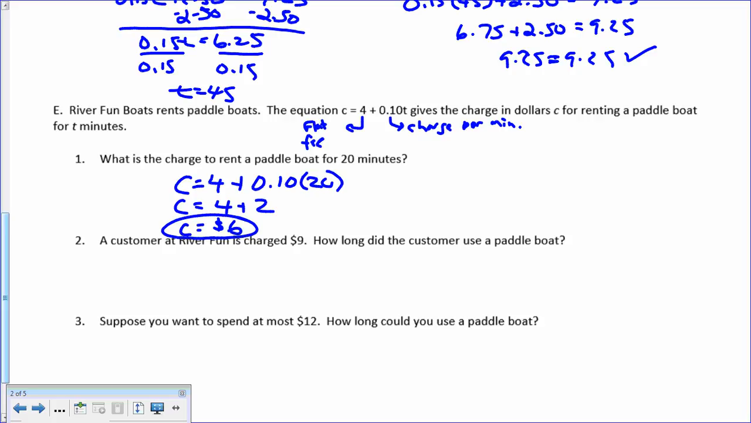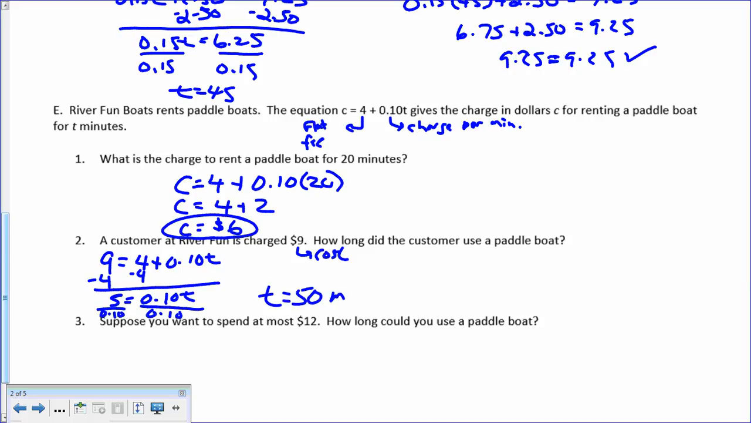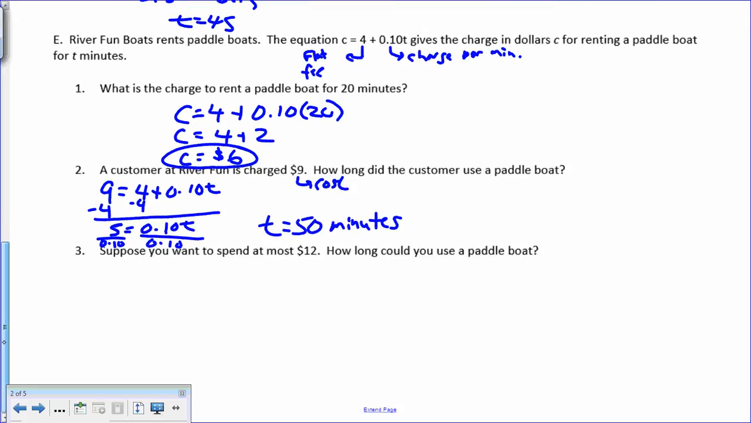So again, if a customer is charged $9, well, that $9 deals with cost, and cost is C. So at $9, we're going to solve for T. So if I subtract 4 from both sides, I get 5 equals 0.10T. And when I divide 5 by 0.10, I get 50 minutes. Which means if I pay $9, I get that boat for 50 minutes. Which is a better deal than the other place because at 45 minutes, I had to pay $9.25. So I'm paying a quarter less, I get the boat for 5 more minutes. That's a pretty good deal for me.